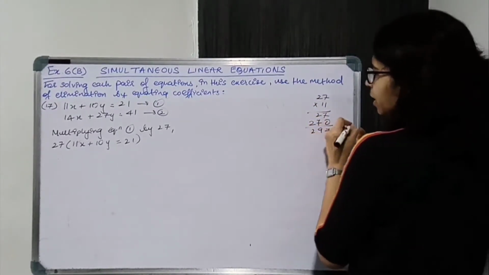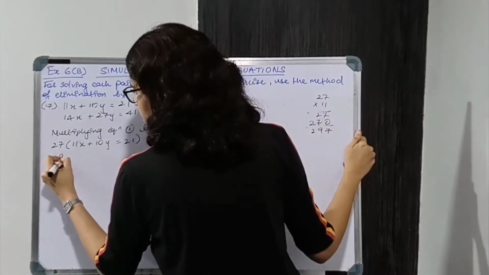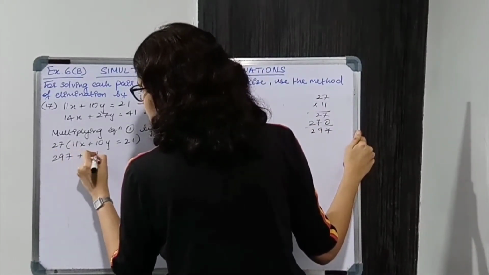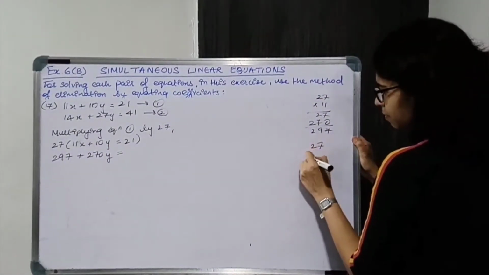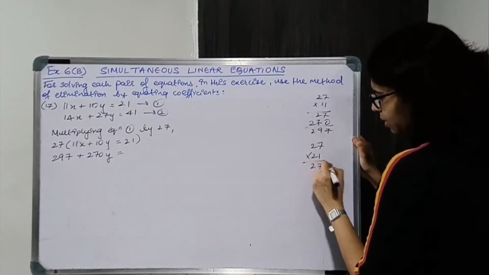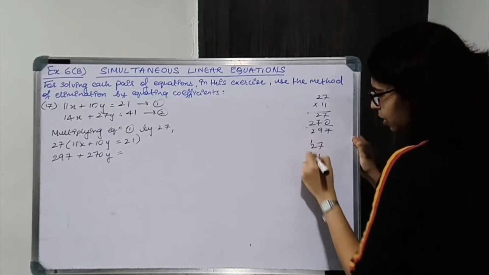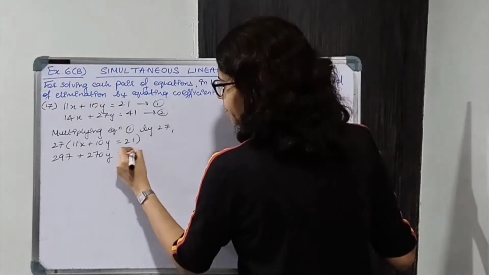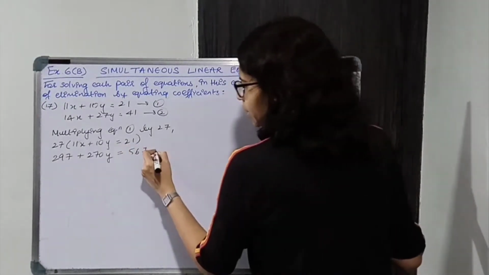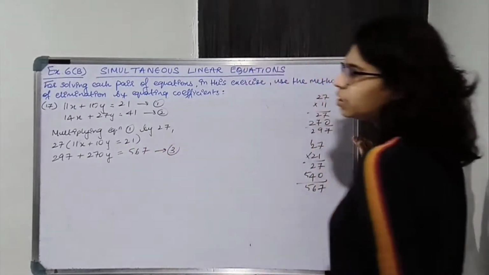So that gives 297. This will give 270 and 27 into 21. So this will give 27. 2 7s are 14, 2 2s are 4, 5. So 567 हो जाएगा. Okay, this is equation 3.